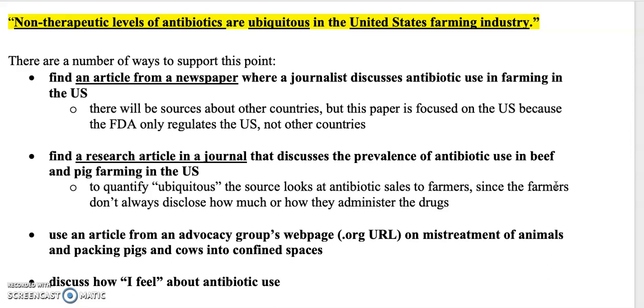You can also discuss how you feel about antibiotic use. A lot of students want to insert themselves in the paper as the evidence. You'll see "I" in the paper a lot. "I" isn't necessarily bad in the paper, but when you think about it in this way, as evidence, are you the best form of evidence?